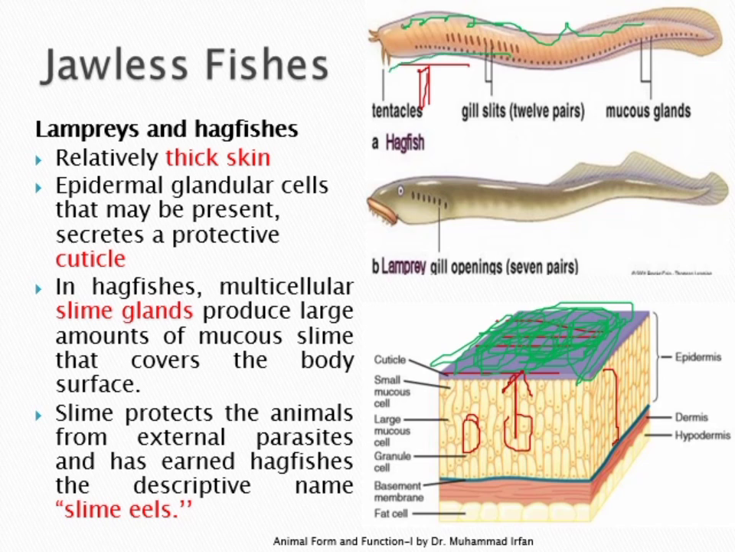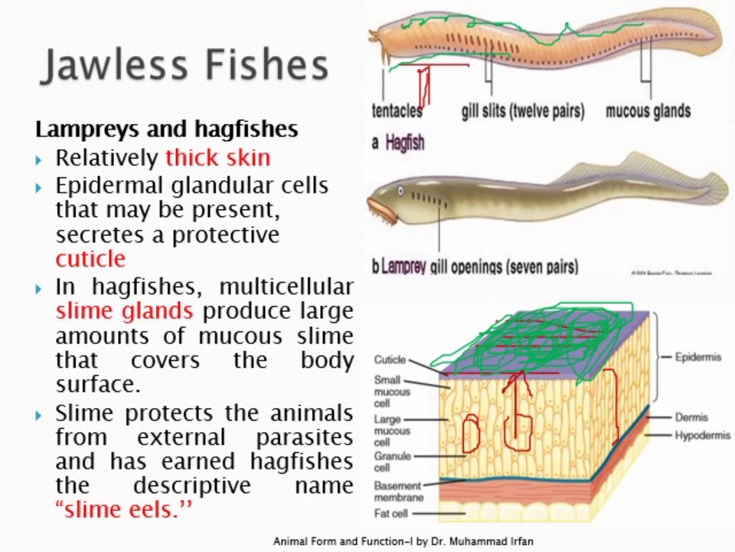And in both jawless fishes, that is lamprey and hagfish, the outermost layer that we said is cuticle. In the case of the lamprey, it is only made up of proteins but does not have any secretion on it, that is the slime. In the case of hagfishes, the cuticle is made up of protein, and then the slime is also present, that is the mucus, it is polysaccharide.